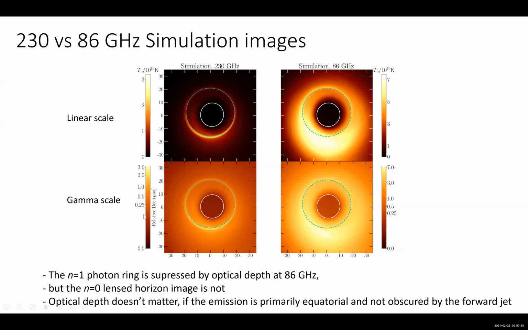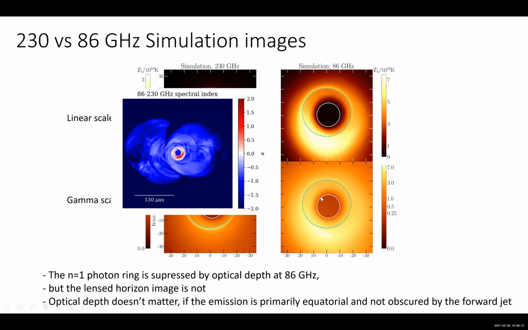And one thing that's particularly nice about this is that this feature is visible at 86 gigahertz as well as 230 gigahertz. At 230 gigahertz we see the photon ring because we have limited optical depth. At 86 gigahertz, that photon ring is blurred out by optical depth. But because this horizon feature is not actually dependent on having limited optical depth, as long as we don't have something blocking it along the line of sight, because it's really just a geometrical effect of the emission truncating at the horizon, you can see it at 86 gigahertz as well. And actually, we saw that earlier in the spectral index map, where we could see that the spectral index of the disk emission around the black hole was quite different than what we see inside this lensed horizon, which is coming from just the jet emission along the line of sight.